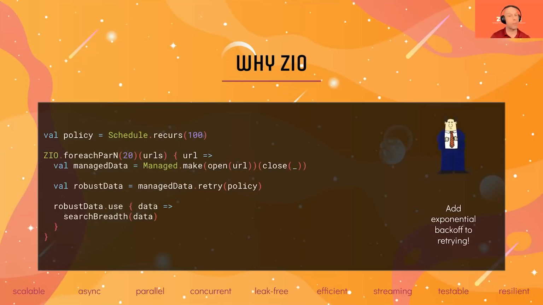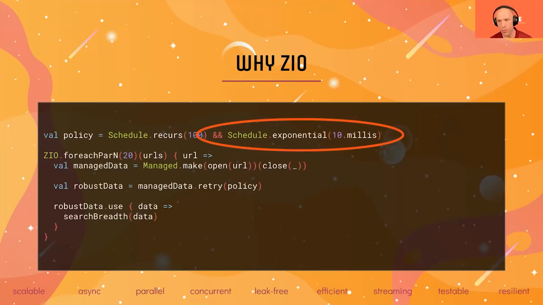So let's say our boss comes back and says, no, that's not enough. It's not enough to try 100 times in a row. We need exponential backoff because we've got too many of these systems hitting at the same time. So how do we do that? Well, we add something new. We add an exponential schedule into the other schedule. So we do schedule intersection here using that and operator, and boom, now we have 100 retries, but they'll all be spaced according to an exponential schedule.